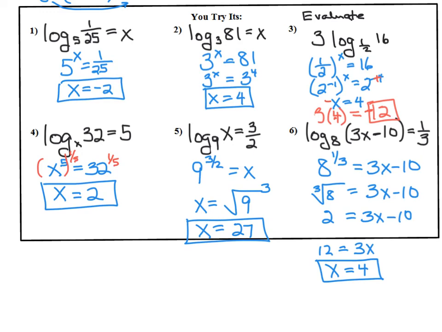And for number 6, that log equation, rewrite it as the exponential 8 to the 1/3 equals 3x minus 10. So I get the cube root of 8 equals 3x minus 10. We know that the cube root of 8 is 2. So add 10 to both sides of the equation to get 3x equals 12, and solve to get x equals 4.